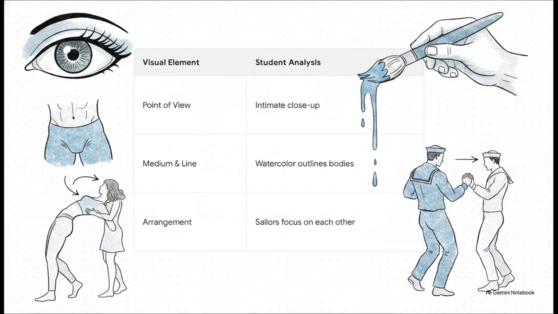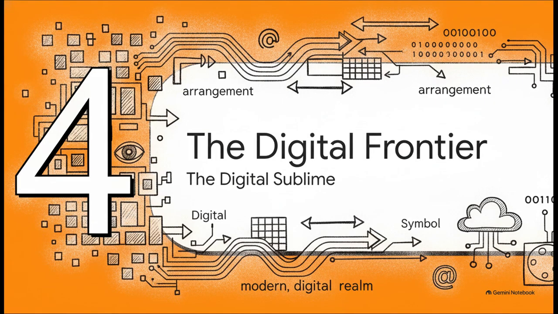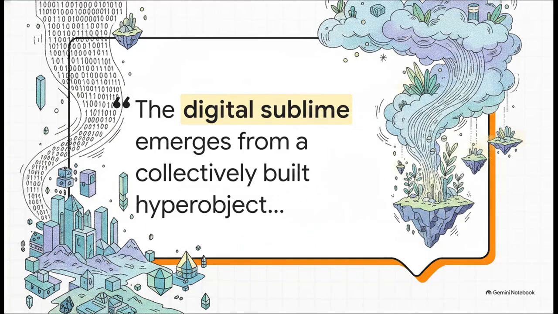So using our visual toolkit, what looks like a simple dance floor scene reveals itself as a profound piece of documentary art about a secret subculture during World War I. Let's bring this into the modern era with Section 4, the digital frontier, exploring the digital sublime. So, how do we take these ancient analytical tools, things like point of view, arrangement, and symbol, and apply them to the modern digital realm?